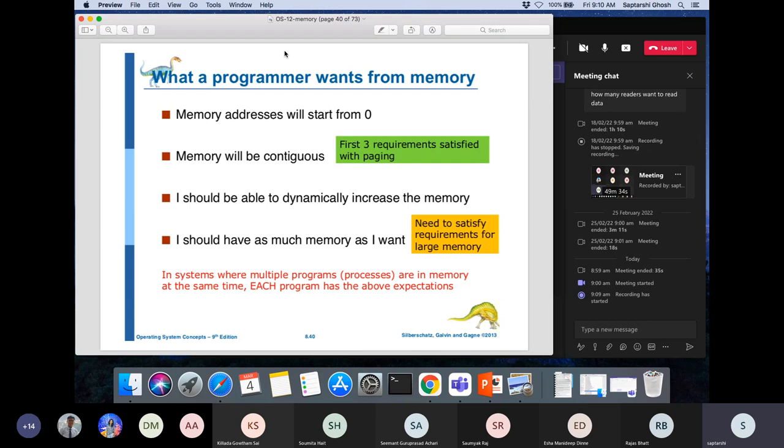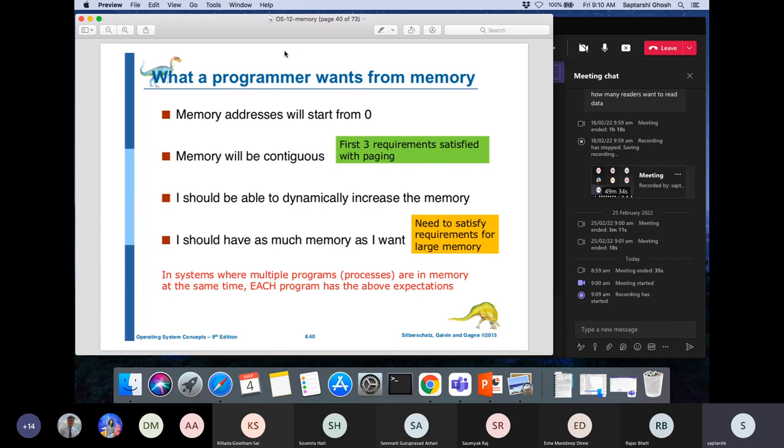Also, memory was not utilized that well because of fragmentation. So then we moved to paging. And with paging, we found that the first three requirements are well satisfied. The programmer gets a contiguous view of the memory, so the programmer can think that the memory is a contiguous block starting from 0. But physically, the memory is divided into pages, and the pages can be stored in non-contiguous frames in the main memory.